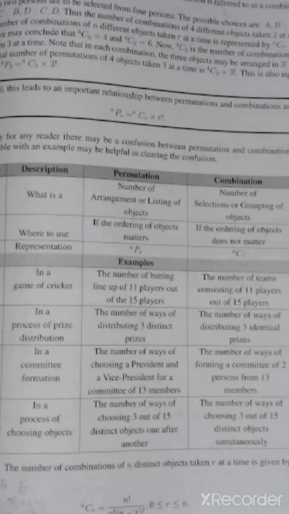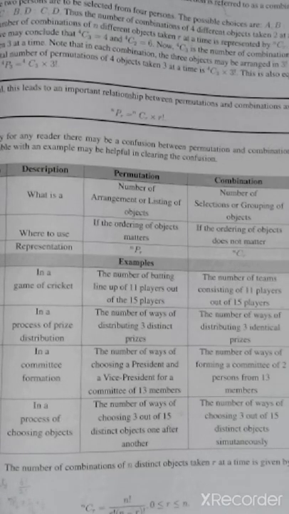Today we are going to see combination. Combination is another method of counting. Last class we saw permutation. Permutation is also counting the objects, and combination is also counting the objects.